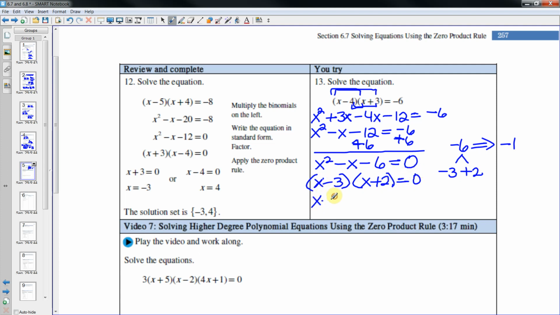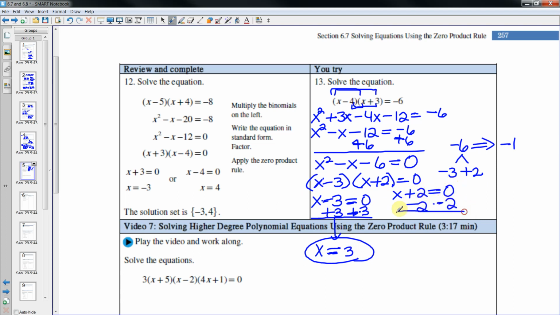And then split them up. I'm running out of room, so x equals 3 for this one, and then x plus 2 equals 0. We subtract 2, so x equals negative 2 on this one. So my two answers are 3 and negative 2. So those will be really the one where you have the most steps if you had to FOIL out before you could move things over and then factor.